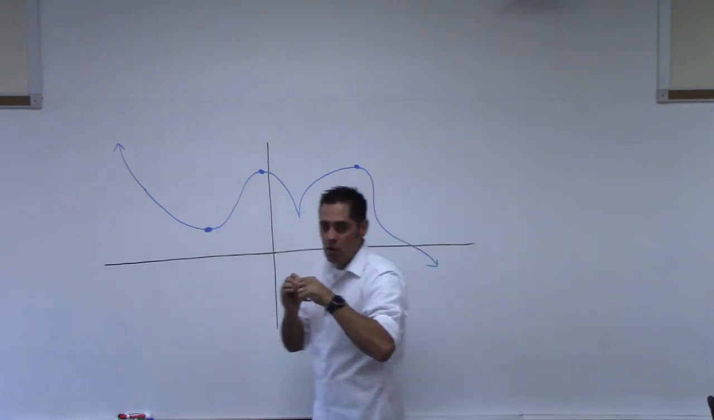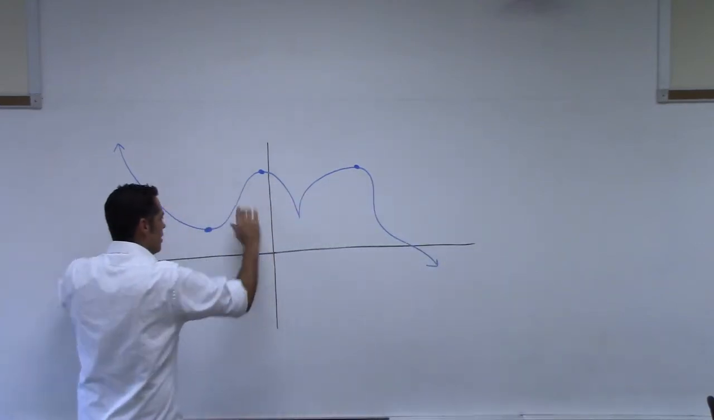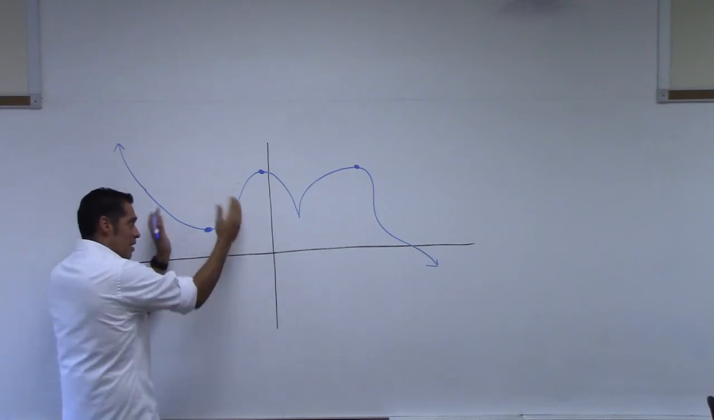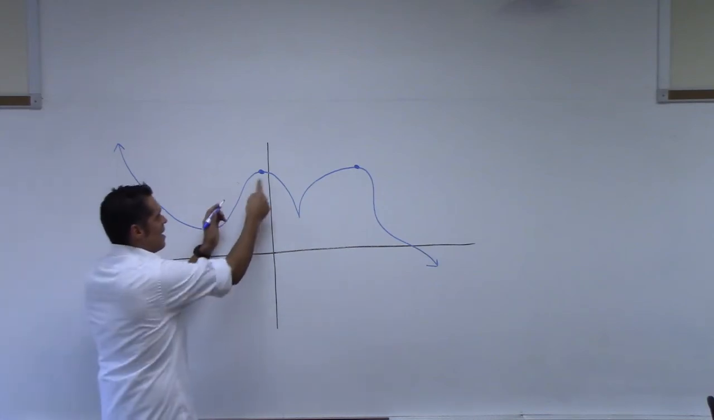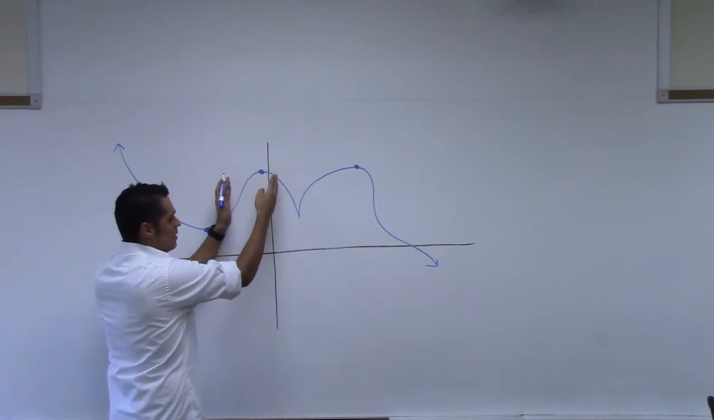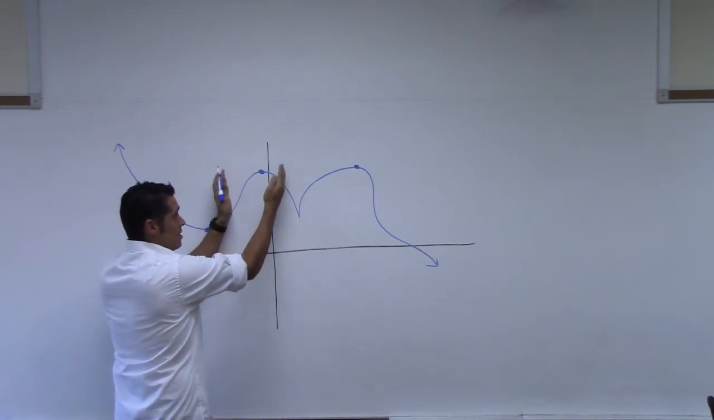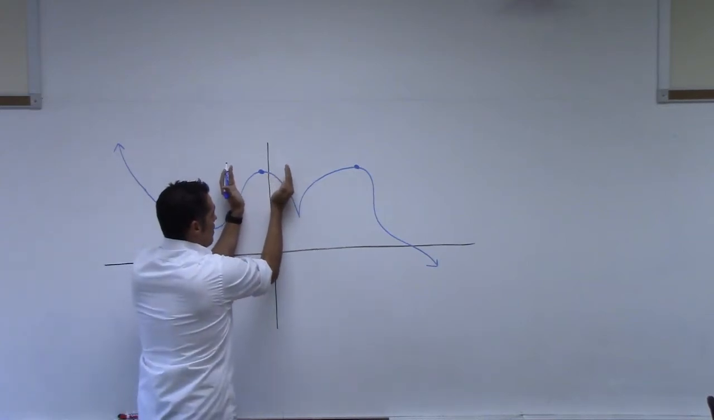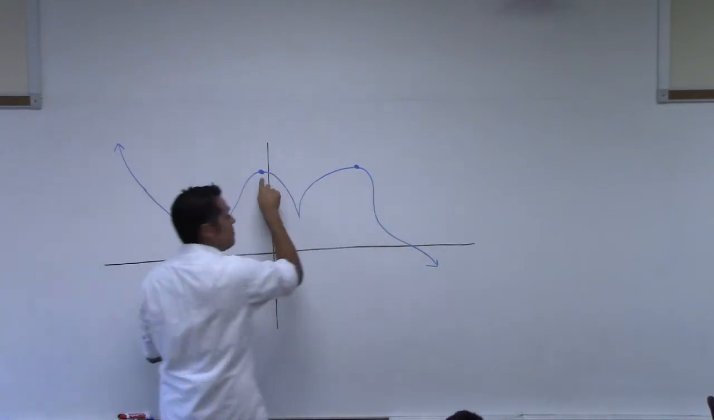So when we say locally, we're saying just take a look around here. Is this the lowest point on the graph here? Yes? Is this the highest point on the graph here? Yes? Like locally, is this the highest point on the graph? Yes, locally, like right in here. If you just ignore everything else, that's the highest point on the graph.